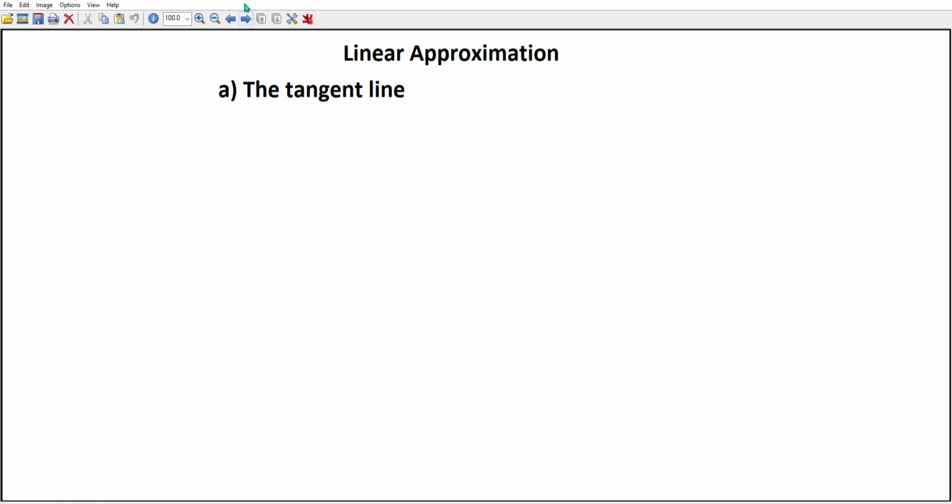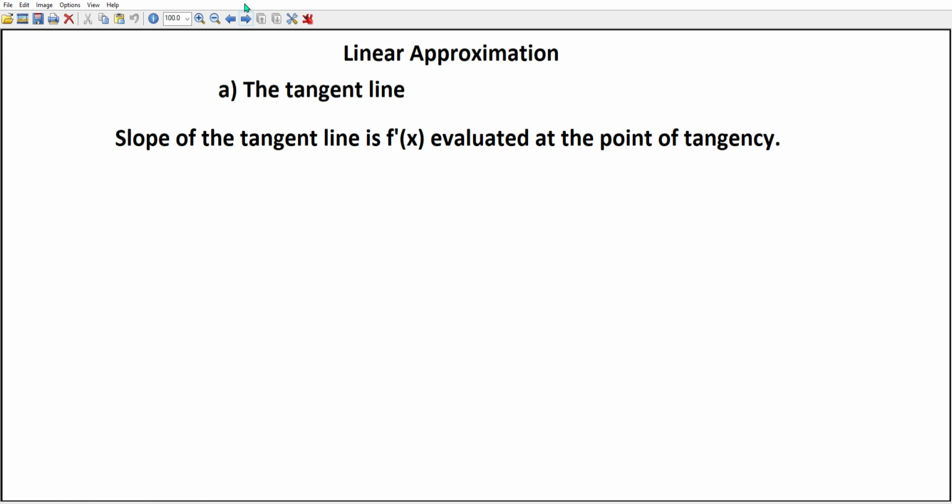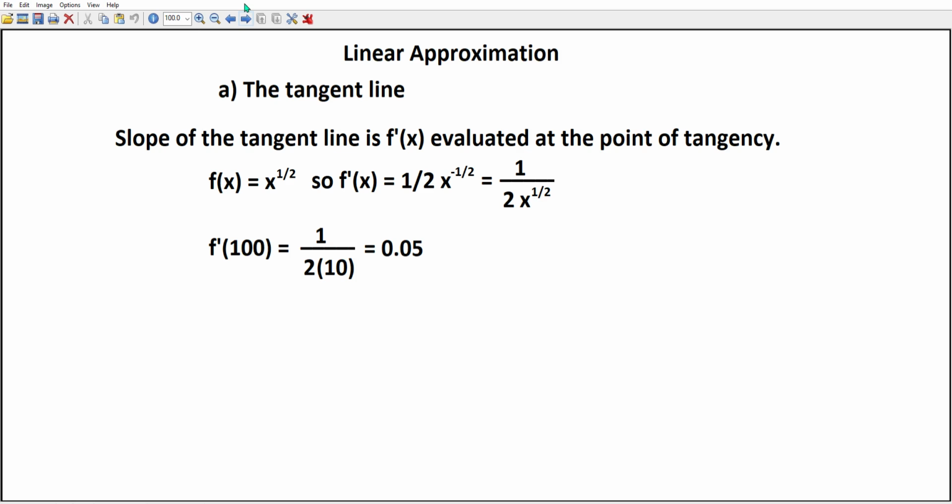First, we use the tangent line. The slope of the tangent line is given by f prime of x, and we evaluate that at the point of tangency. So if f of x is x to the 1/2, f prime of x is 1/2 x to the minus 1/2, which is 1 over 2 x to the 1/2. When you plug in 100, you get 1 over 2 times the square root of 100, or 1 over 20, which is 0.05.